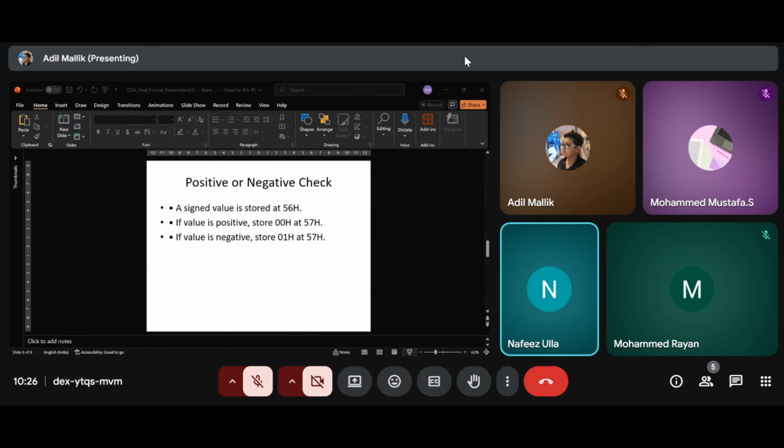In the 8051, numbers are stored in binary form, and when a number is signed, its most significant bit, also called the MSB, is used to indicate the sign. If the MSB is 0, the number is positive. If it is 1, the number is negative. So the microcontroller can check the sign bit to decide what type of number it is dealing with.